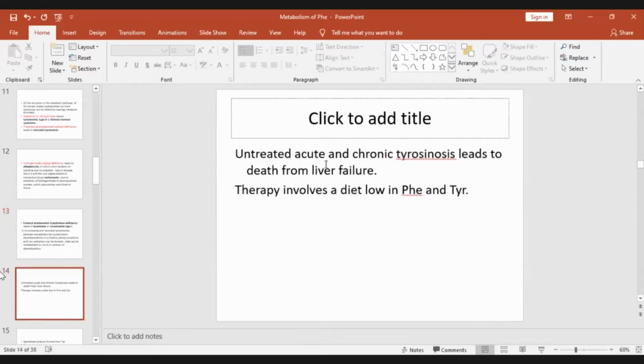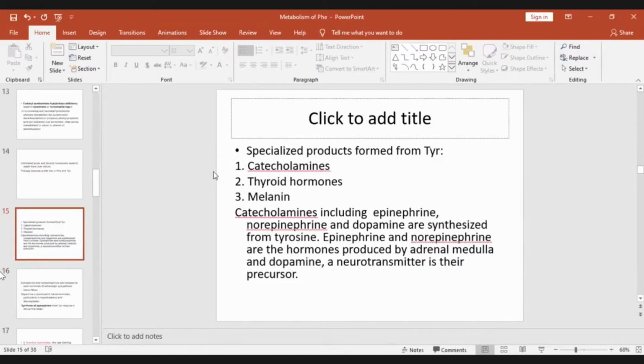Untreated acute and chronic tyrosinemia leads to death from liver failure very early. Therapy involves a diet low in phenylalanine and tyrosine. Specialized products formed are, as you have learned already, catecholamines, thyroid hormones, and melanin. Catecholamines including epinephrine, norepinephrine, and dopamine are synthesized from tyrosine.